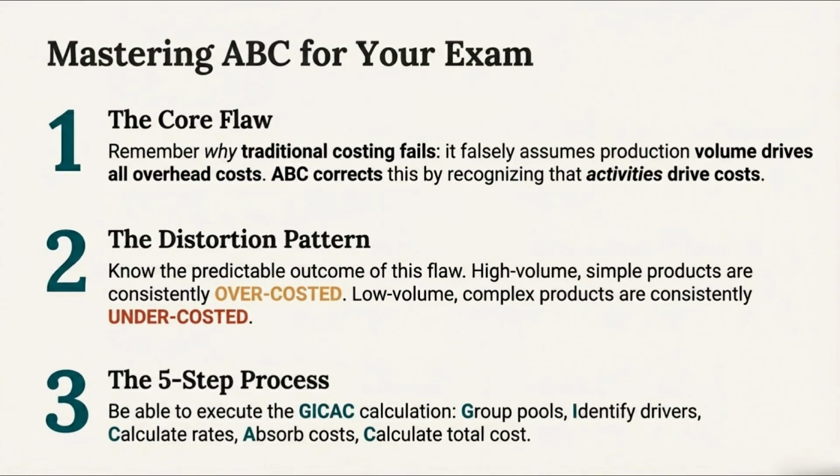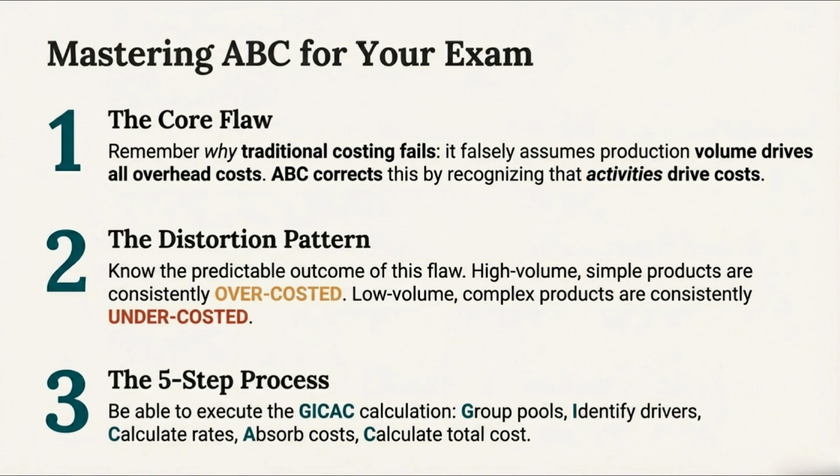As we approach the end of this lesson, let's consolidate the 3 most important things you need to master for your exam. Number 1. The core flaw. You must be able to explain why traditional costing fails. It falsely assumes that production volume drives all overhead costs. It uses a single allocation base, typically labor hours or machine hours, and spreads costs accordingly. ABC corrects this by recognizing that activities drive costs and different products consume activities in different proportions.